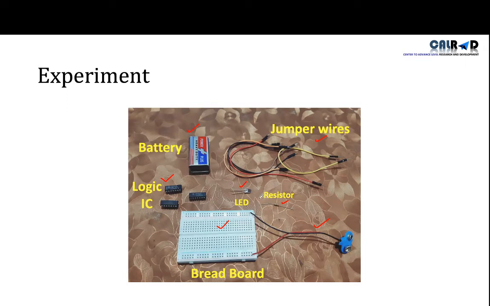So why are we using a resistor? Because we are using a 9-volt battery. In order to save our LED, we will use a resistor, because if we directly connect this LED with the 9-volt battery, there is a chance that it will burn. So that's why we are using a resistor to save the LED.